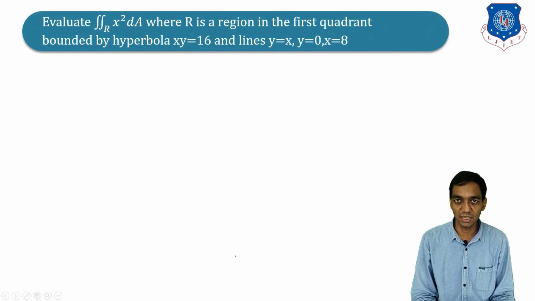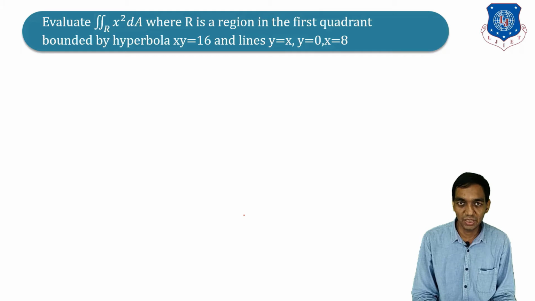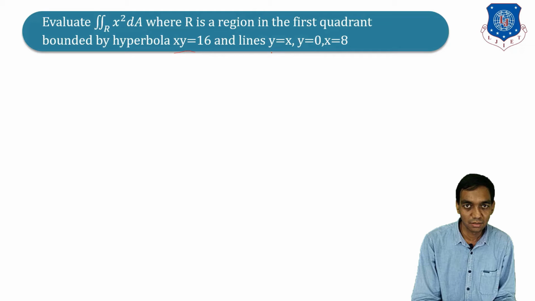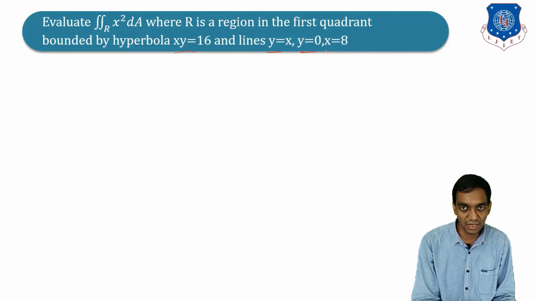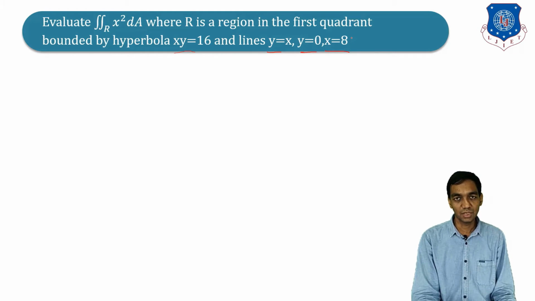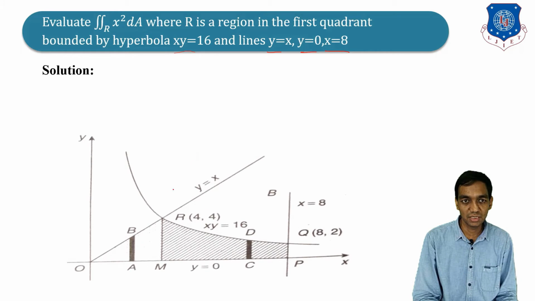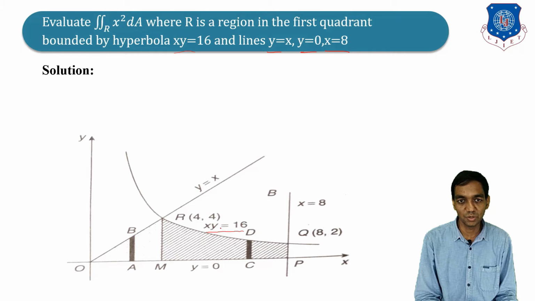Now, we are going to start with the example. Evaluate the double integration of x square dA, where capital R is the region bounded by the hyperbola xy is equal to 16, then the line y is equal to x, then the line y is equal to 0, and the line x is equal to 8. Okay, so if we start with the curves, then xy is equal to 16 is a hyperbola in opposite quadrants. Please remember, this is the hyperbola in opposite quadrants.